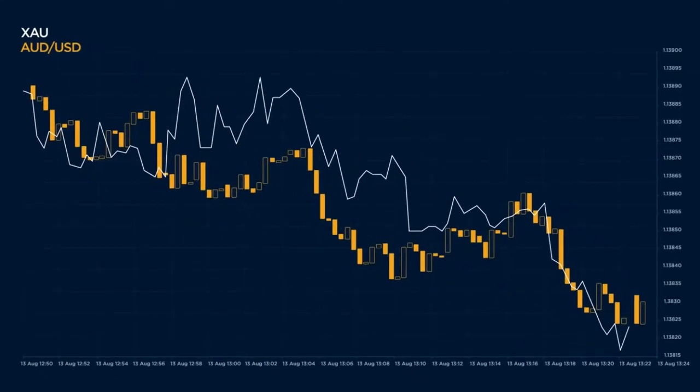You can use this type of chart as an overlay or for comparing charts when performing an intermarket analysis. For example, you might compare the prices of the Australian dollar and gold using a line chart.